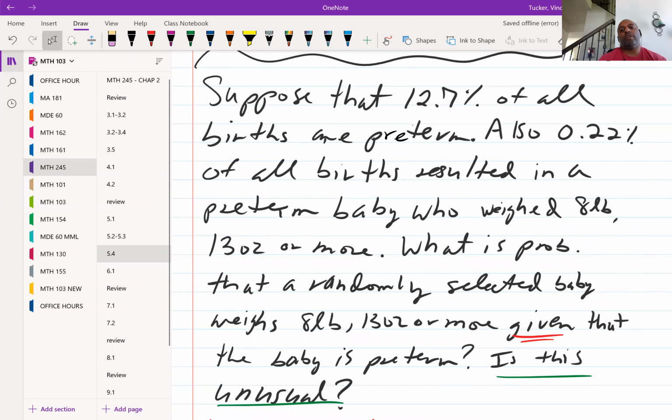So suppose that 12.7% of all births are preterm. Also 0.22% of all births resulted in a preterm baby who weighed 8 pounds, 13 ounces or more. What is the probability that a randomly selected baby weighs 8 pounds, 13 ounces or more, given that the baby is preterm? And then, is this unusual? Give you a chance to write it down.